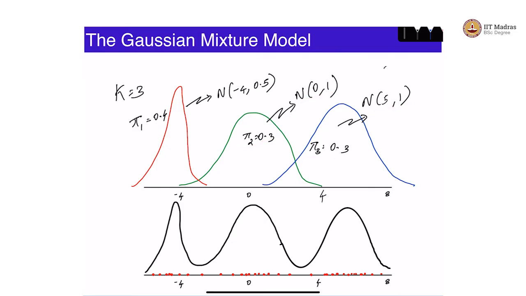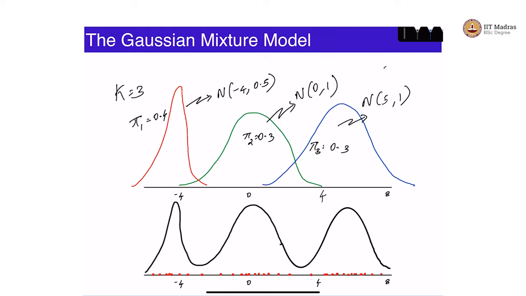Let's say you knew these parameters and someone gave you a data point, let's say 0.2. You immediately know almost certainly that this data point 0.2 came from the green cluster, the second component. Knowing the parameters also helps you to identify which component that particular data point came from.